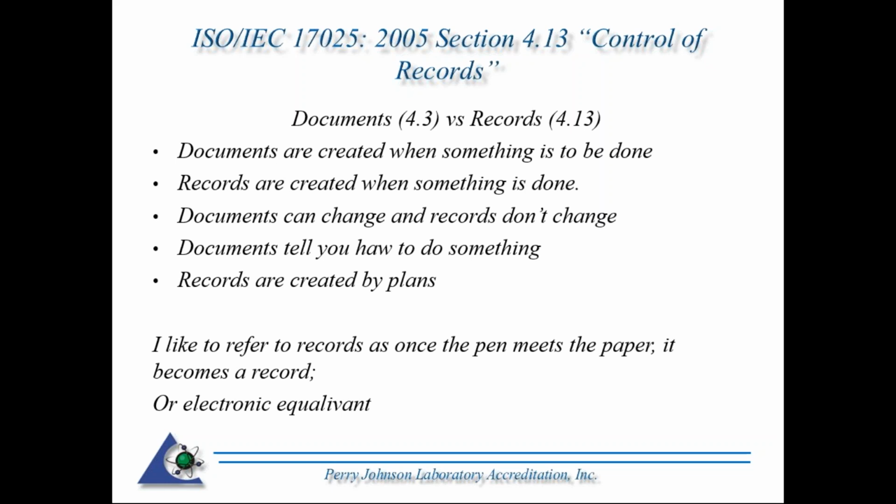So we're going to look at some of the basic differences here. It's not all inclusive, but one of the big ones is that a document is created when something is to be done, while a record is created when something is done. Documents can change and records don't change. So a document, if you think back to document control, you have a master list, you have revisions that can be updated and changed, and you need to control those. A record, once you make a record, it's a snapshot at that point in time, and that's not supposed to change.